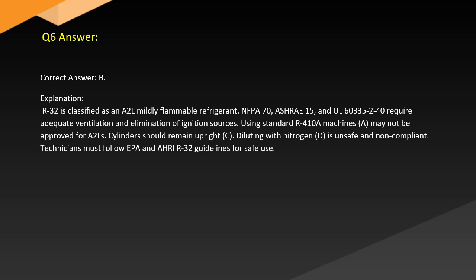NFPA 70, ASHRAE 15, and IEC 60335-2-40 require adequate ventilation and elimination of ignition sources. Using standard R-410A machines, A, may not be approved for A2Ls. Cylinders should remain upright, C. Diluting with nitrogen, D, is unsafe and non-compliant. Technicians must follow EPA and R32 guidelines for safe use.